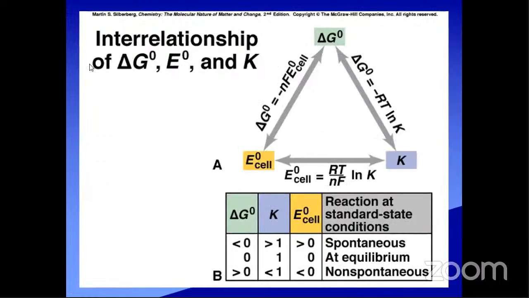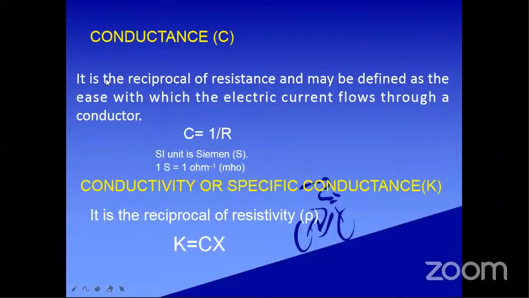We will discuss some more about conductance. What is conductance? It is the conducting power of all the ions present in the electrolytic solution. What is the mathematical representation of conductance? C is equal to 1 by R. This is the mathematical equation for conductance, represented with capital C.